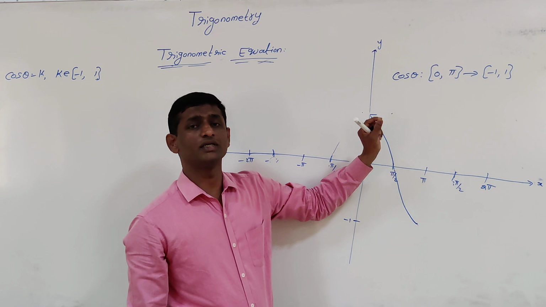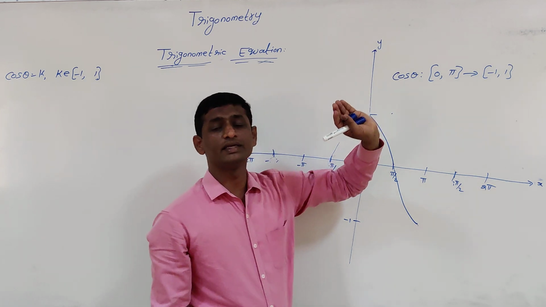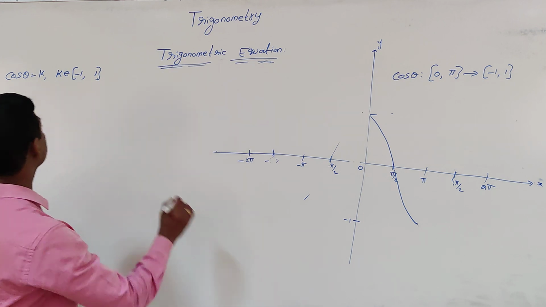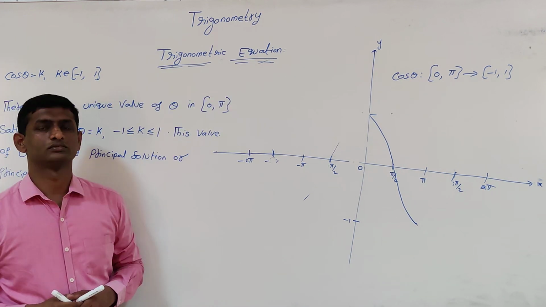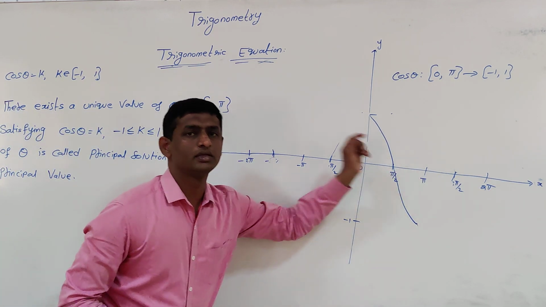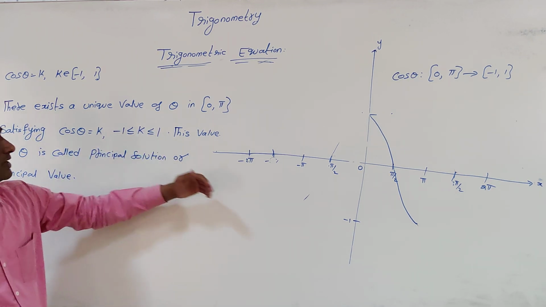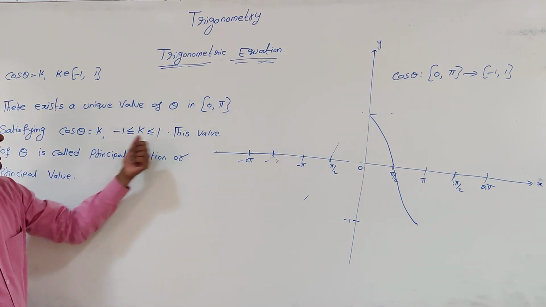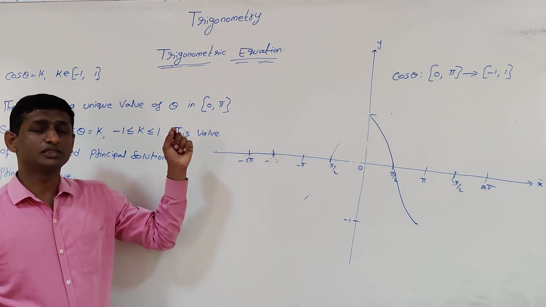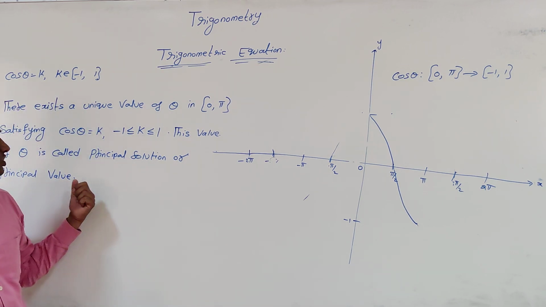The theta which lies between 0 to pi is called the principal solution. So we have the definition: there exists a unique value of theta in [0, pi] which satisfies the equation cos theta is equal to k, where k lies between -1 to +1. This value of theta is called the principal solution or principal value. Means for sin theta, the theta should be between minus pi by 2 to pi by 2. For cos theta, the theta should lie between 0 to pi.